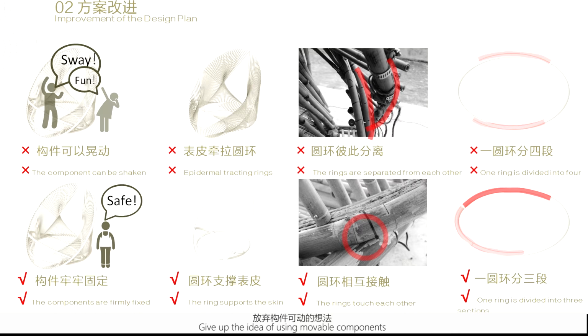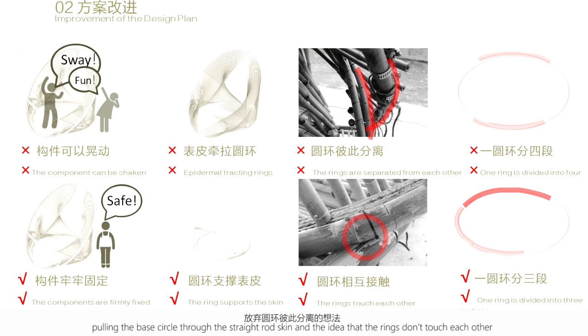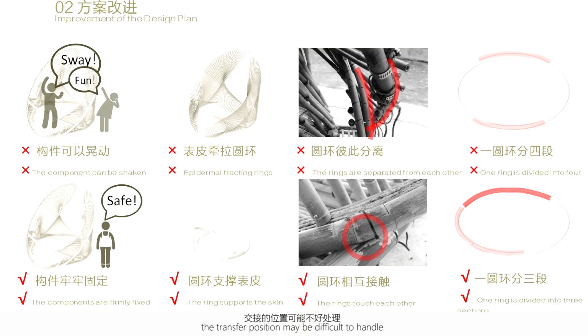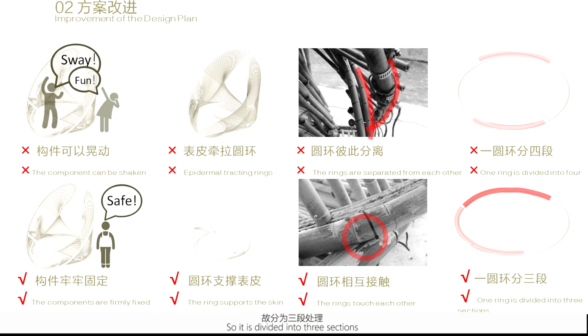We give up the idea of using movable components, pulling the base circle through the straight wall skin, and the idea that the rings don't touch each other, and improve the way of manufacturing the ring. In the specific construction process, if the ring is divided into 4 sections of bamboo to bend, the transfer position may be difficult to handle, so it is divided into 3 sections.